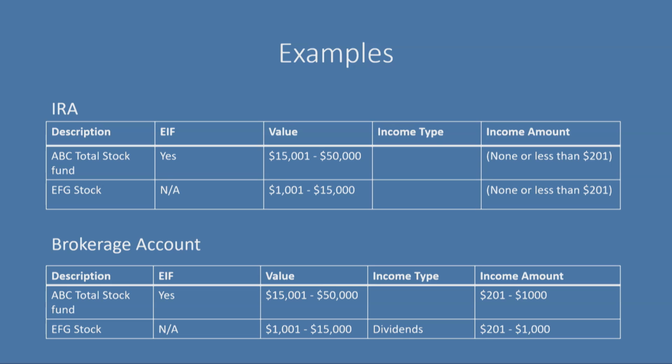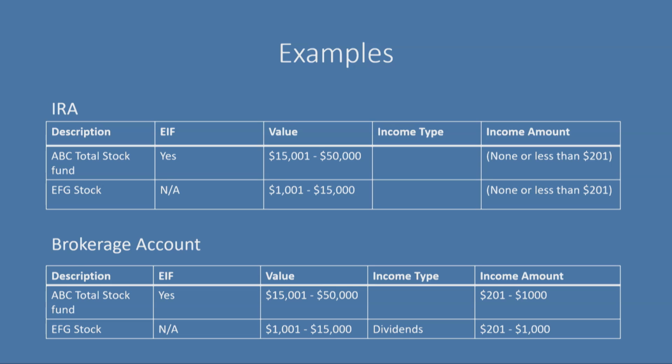Okay, so let's start with the IRA. Now with the IRA, as you recall, we don't worry about the income. So you'll notice here that there's nothing reported for income type. In a retirement account, you don't have to report income type, and you also don't have to report income. So you'll see here, we've checked the box for none or less than $201. So you don't have to worry about income in the retirement accounts for either the mutual fund or the stock.